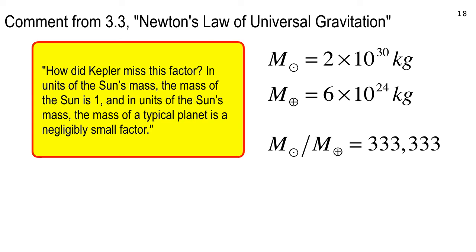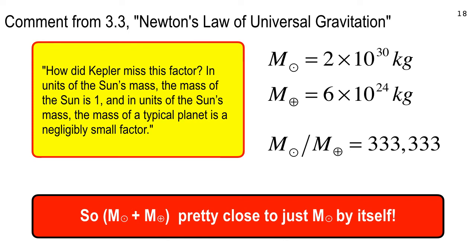Right, so the mass of the sun is approximately 333,333 times bigger than the mass of the Earth. So the reason that that is significant is in Kepler's law, that M1 plus M2 is mostly going to be the mass of the sun. If you put in 2 times 10 to the 30 kilograms for M1, and then 6 times 10 to the 24 kilograms for mass 2, it's still going to round off to 2 times 10 to the 30 kilograms. All right, because the Earth is such a small quantity in that sum. It's 333,000 times smaller. So that sum is pretty much just the mass of the sun.